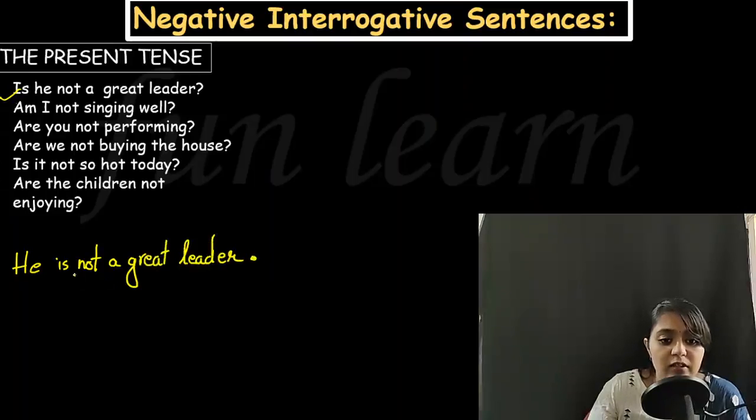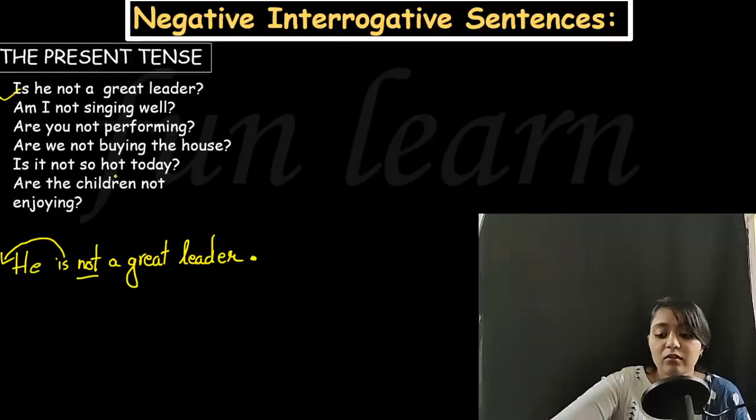But since we are changing it into negative and also interrogative, we have to make it into a question. So we'll change the is here and we get the sentence, is he? Not remains in the same place. Okay, not will not go with is, but it will be is he not a great leader. Same way, am I not singing well? Is it not so hot today? Same thing goes again and again.